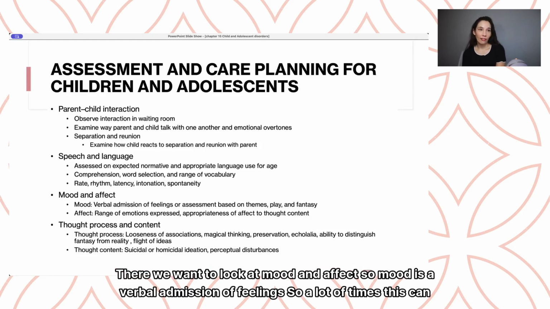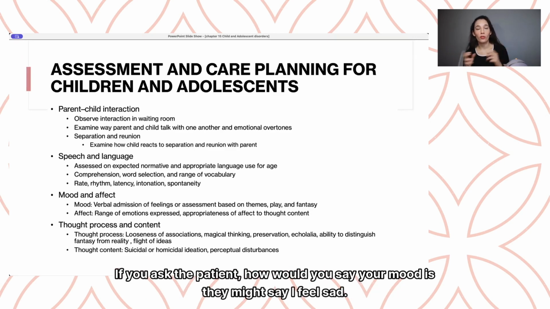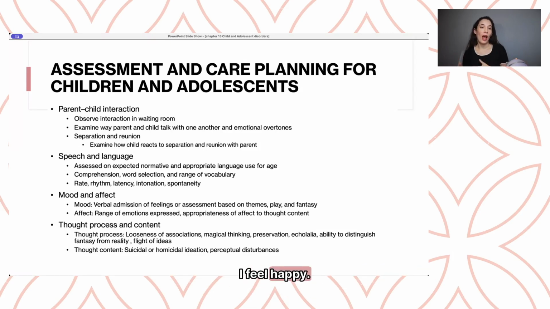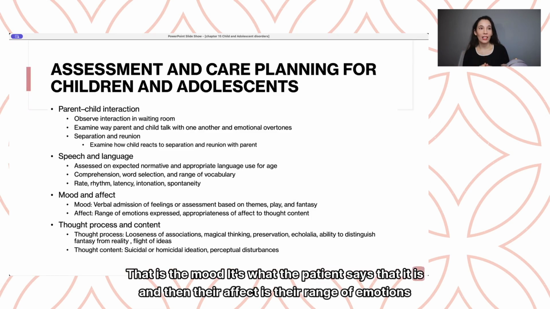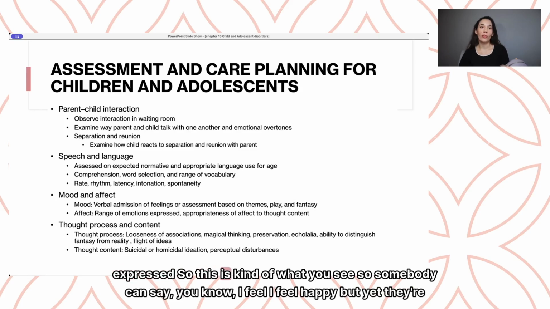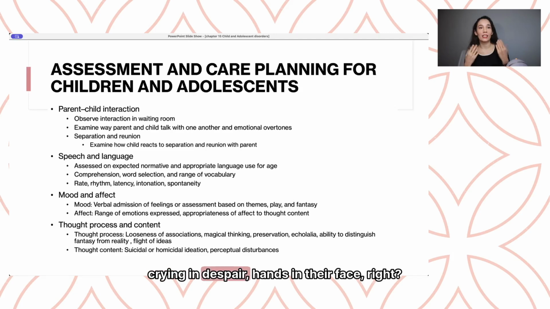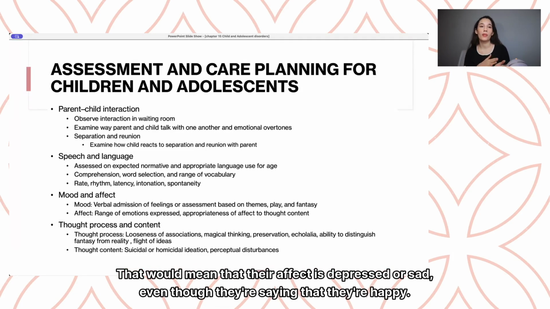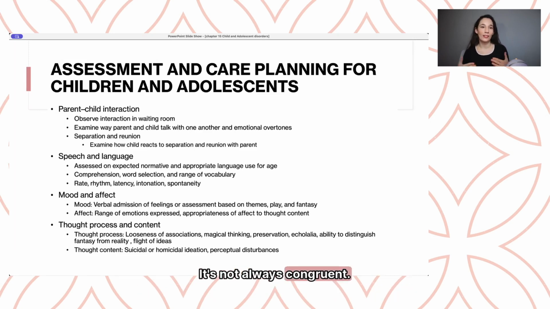We want to look at mood and affect. Mood is a verbal admission of feelings. A lot of times this can be quotes, right? If you ask the patient, how would you say your mood is? They might say, I feel sad, I feel happy. That is the mood. It's what the patient says that it is. Their affect is their range of emotions expressed. So this is what you see. Somebody can say, I feel happy, but yet they're sitting there crying in despair, hands in their face, right? That would mean that their affect is depressed or sad, even though they're saying that they're happy. It's not always congruent.